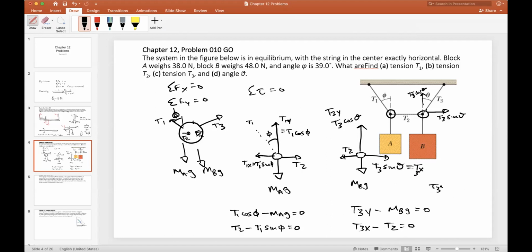And therefore you know that T3y is MBG and T3x is T2, and of course for any vector, the magnitude is the square root of T3x squared plus T3y squared, and the angle is the arctan of Ty over Tx, but in this case it's Tx over Ty because we're actually taking that angle there. So I think that's easy enough to do.